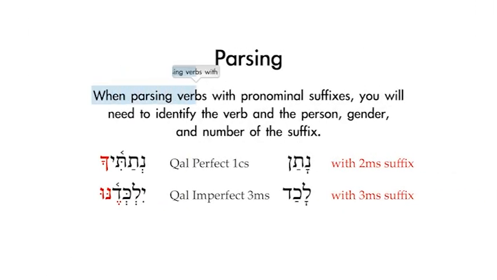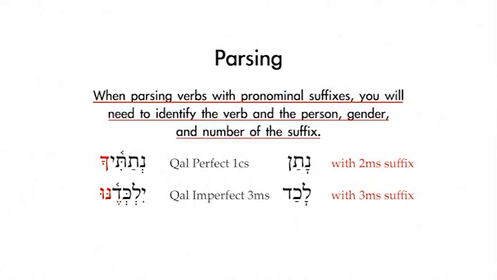Parsing. When parsing verbs with pronominal suffixes, you will need to identify the verb and the person, gender, and number of the suffix. That is, you're going to have another category to become familiar with. This is similar to when you see a verb prefixed with the vav consecutive, you must identify the vav consecutive. Whenever you see a verb and you parse it, you want to make certain that you're giving all of the information that appears with that verb, not just the verb itself, but any prefixes or suffixes that appear with that verb in addition to the basic verbal structure itself.